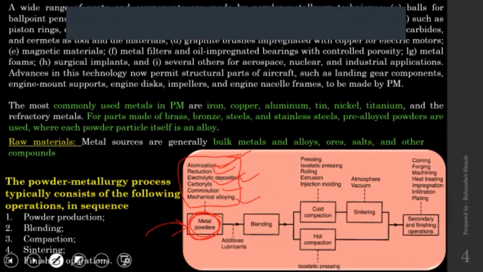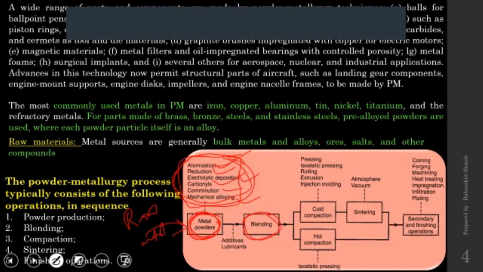So these are the various techniques. We are going to discuss all these techniques in detail in upcoming slides. But at the moment, these are the techniques that you can apply for the conversion of raw material into a metal powder. Okay. Now, once you have got metal powder, next step is blending.